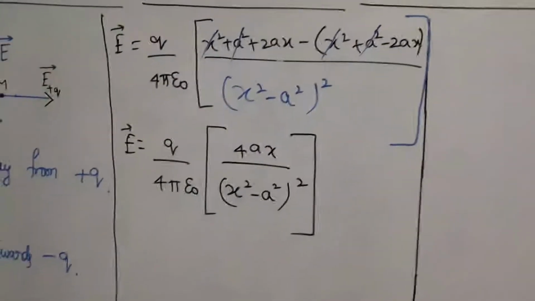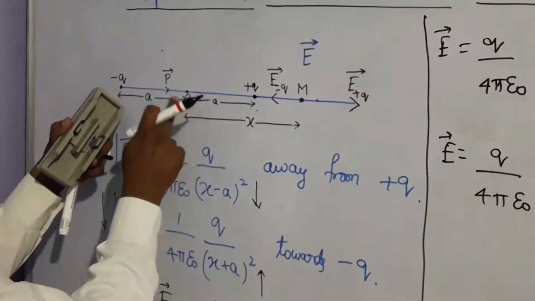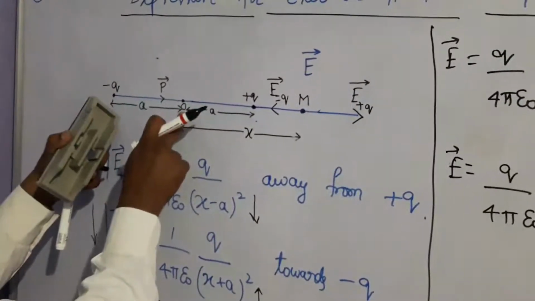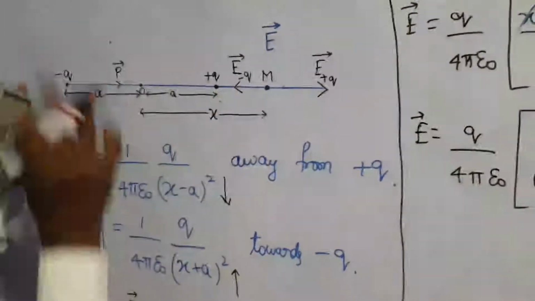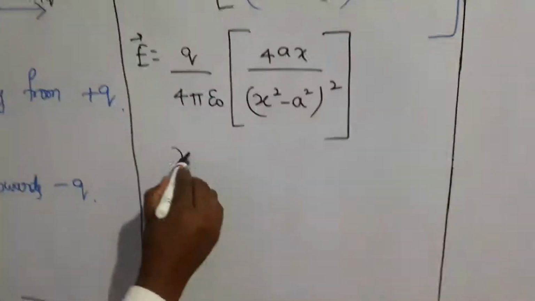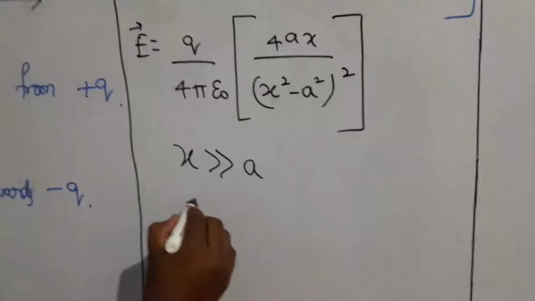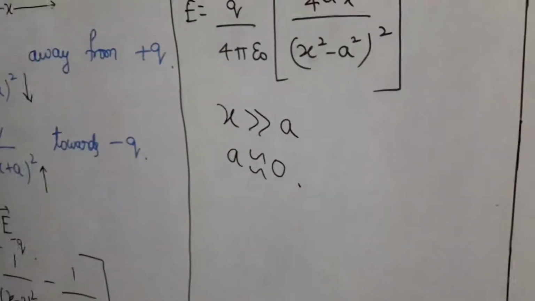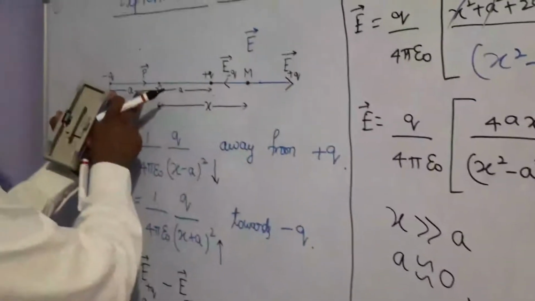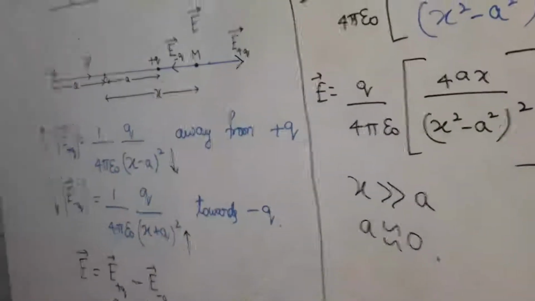Now, see here, I am applying a condition. This a means the distance from the center of the dipole to either charge. If this a is very small compared to x, if x is very large compared to a, I will neglect it and take a approximately equal to 0. This is a condition I am applying for a short dipole, meaning this distance is very small compared to this distance. That's why we call it a short dipole, for a very small distance.